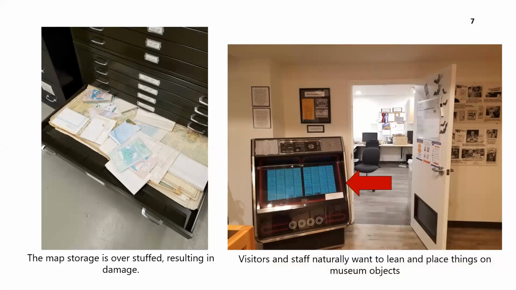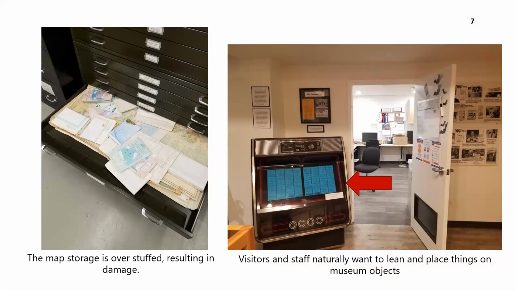On the left is a map storage, which is overstuffed, resulting in damage. Because the maps on the left were still being used, they were being filtered through, and the edges were actually tearing on them because they weren't being properly handled as well. So on top of being overstuffed and being cracked and rolled, they were getting ripped from misuse.